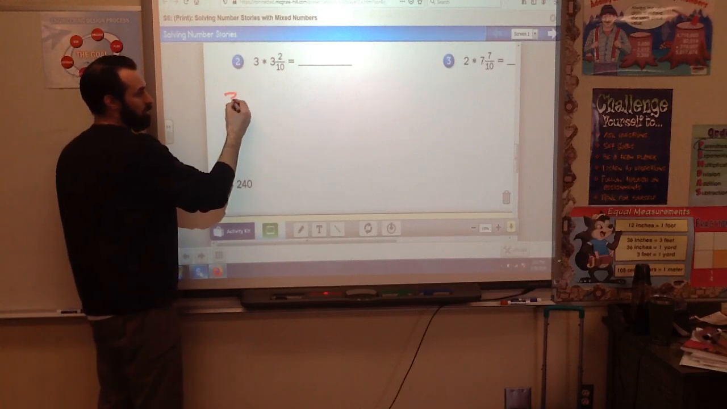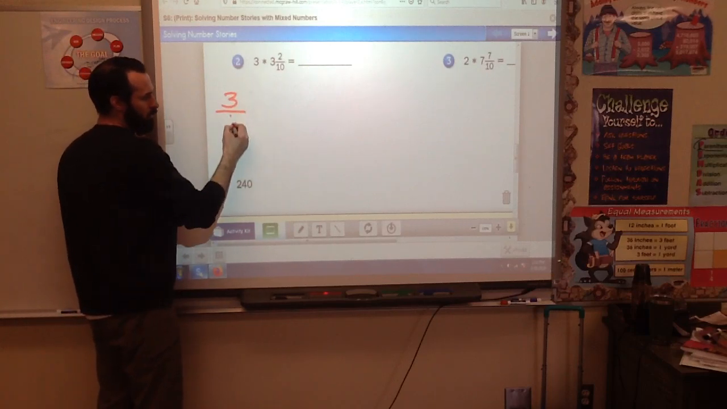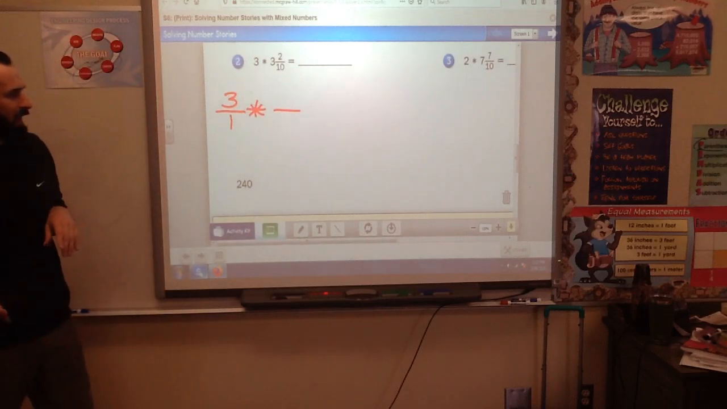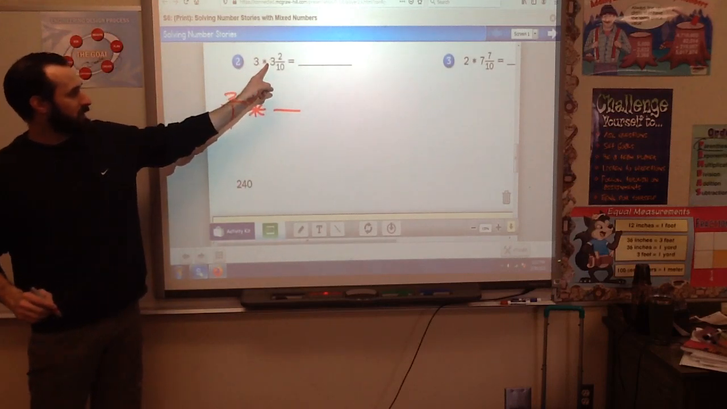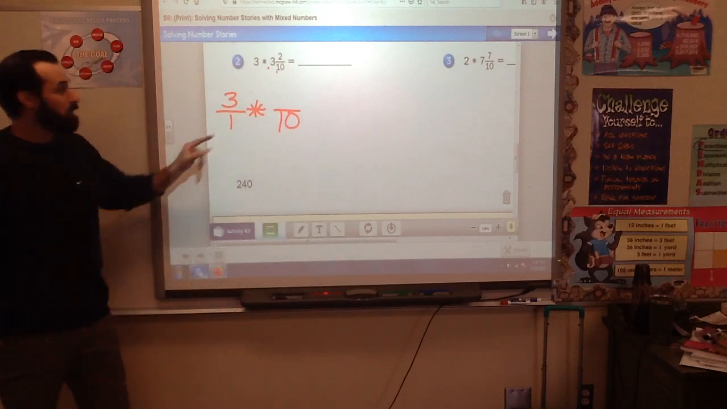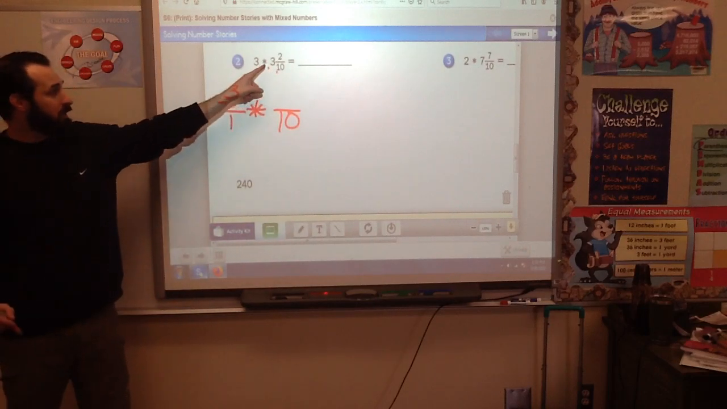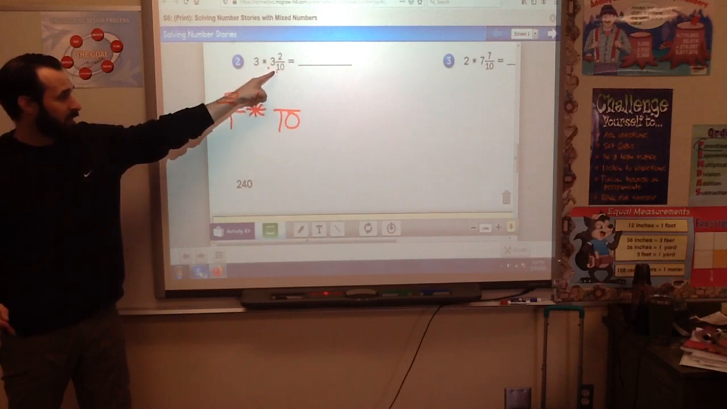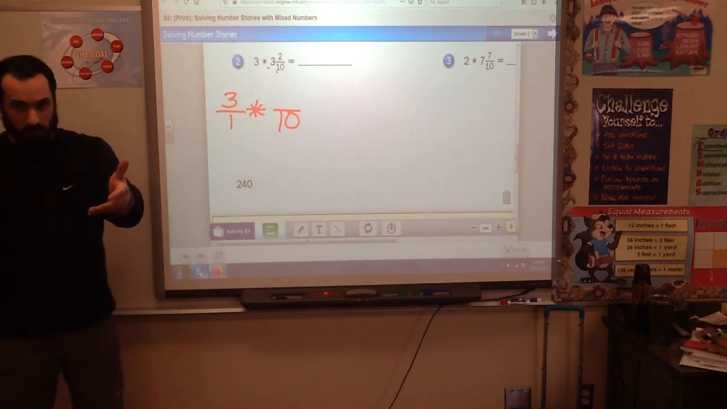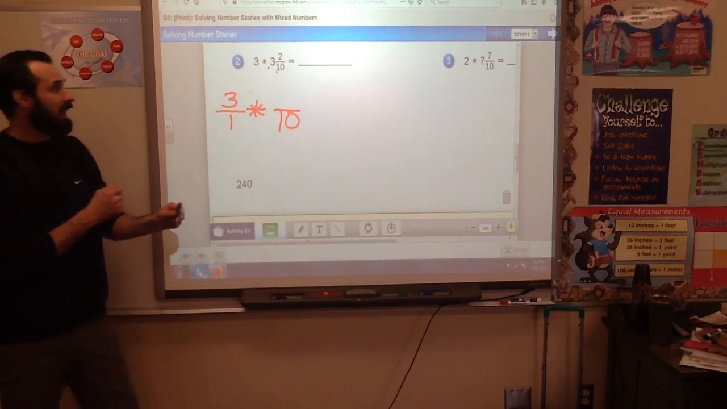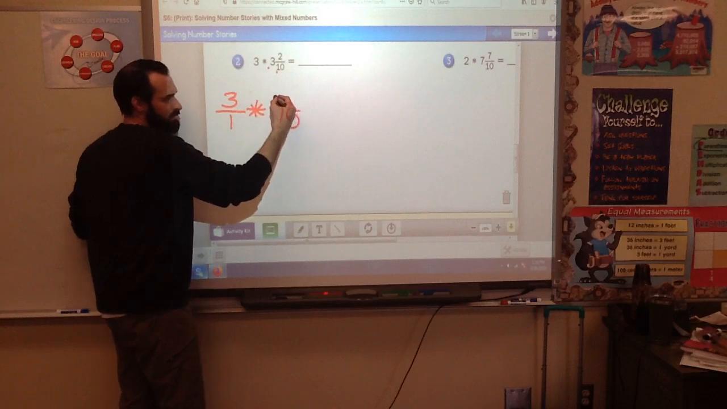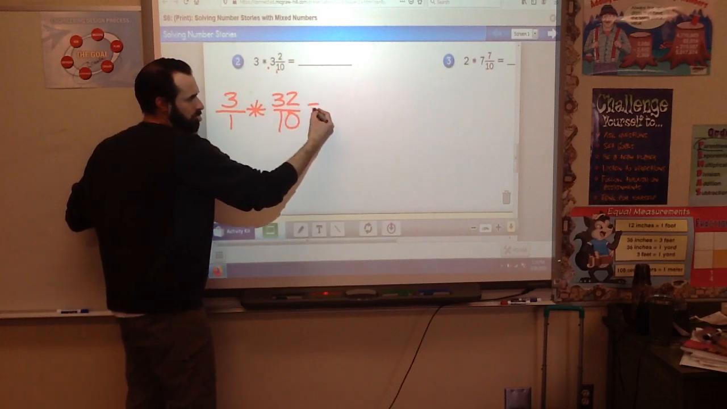So first let's write our 3 over 1 times, let's figure out what our improper fraction is going to be. We take the whole number times, first off we know our denominator is going to be a 10 because this is a 10. Then we take our whole number times denominator. 3 times 10. That's 30. And then add your numerator. 3 times 10 is 30, plus 2 is 32.